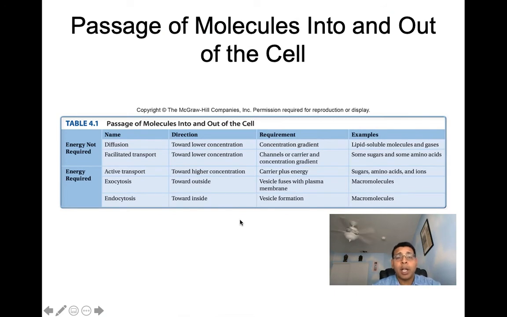Now, when we talk about the passage of molecules into and out of the cell, we're going to go through and see a few different processes. We talked endo and exocytosis, so we're going to check those out as well. And we're going to divide these processes up into processes that require energy and don't require energy. So let's talk diffusion and osmosis first.